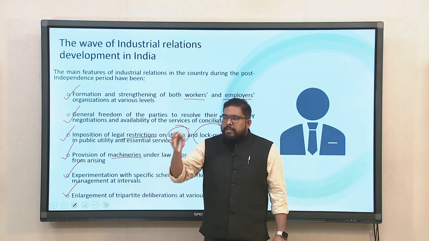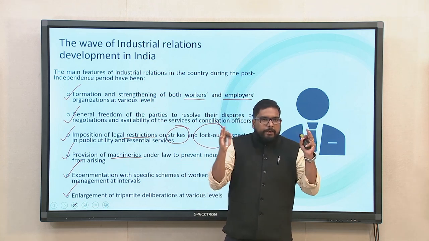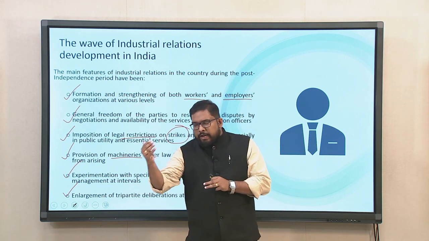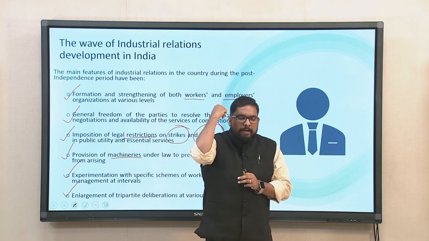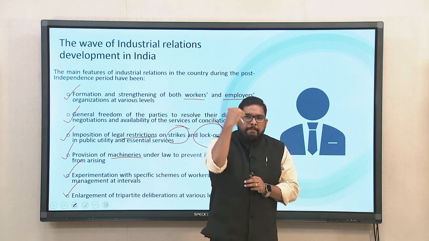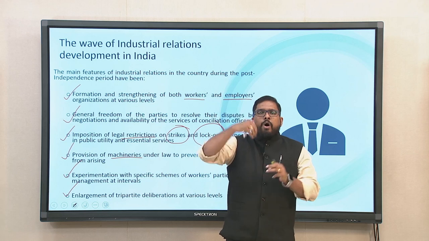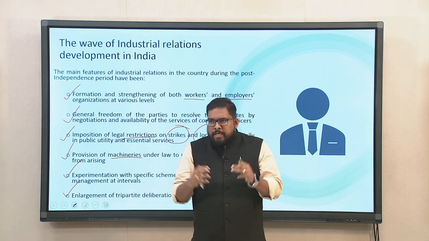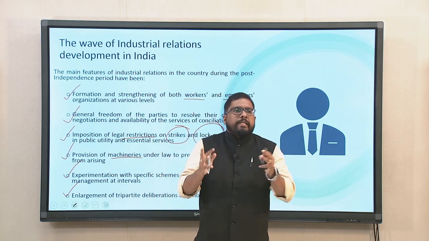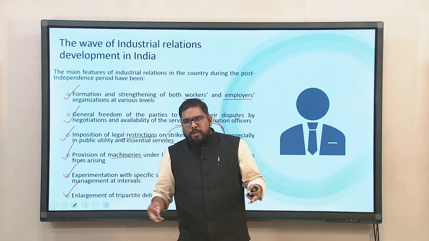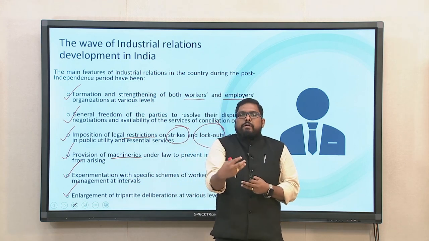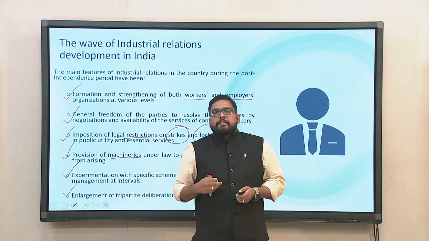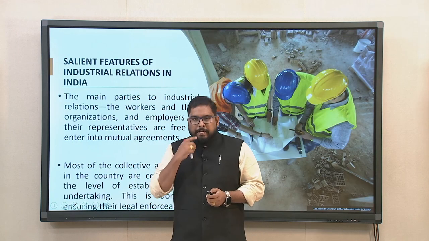So this is the background whereby important stakeholders like trade unions and associations for the employees, the employers' federation for employers, and the government, all these stakeholders coming together, if they deliberate and discuss, the issue could be more or less solved. So this was one of the very critical factors which determined the wave of industrial relations in India.